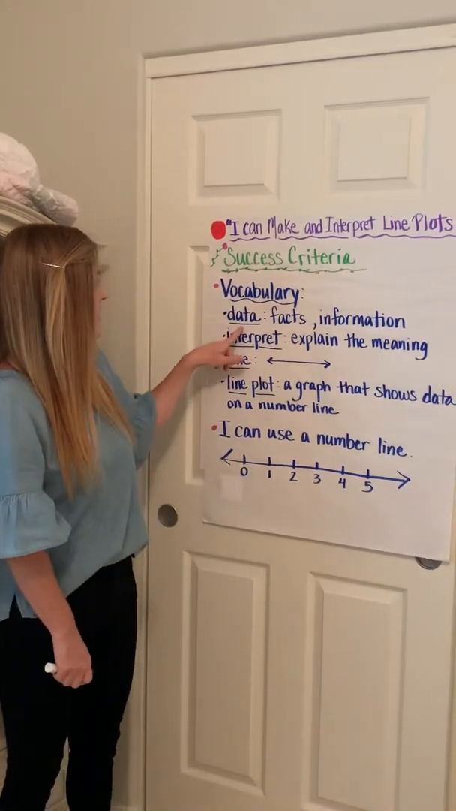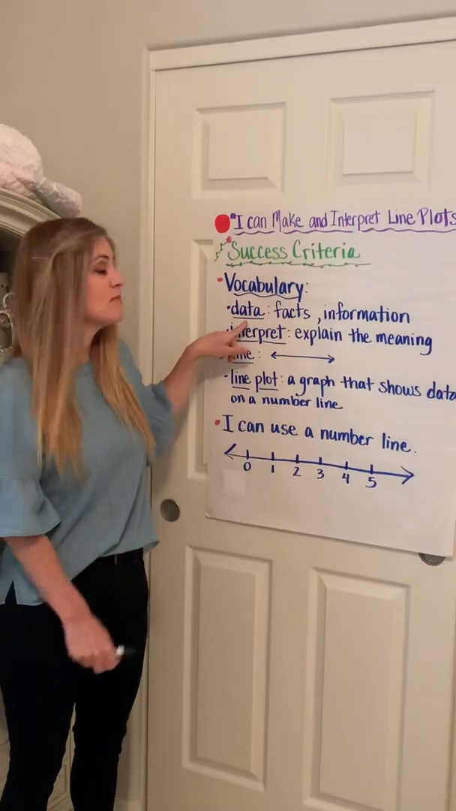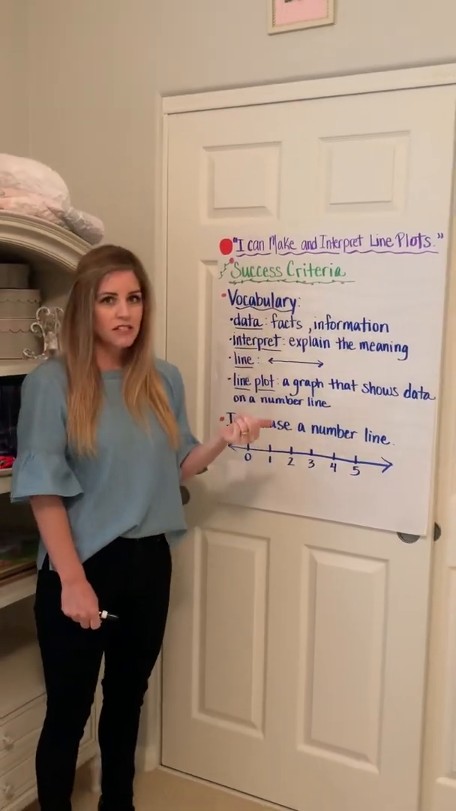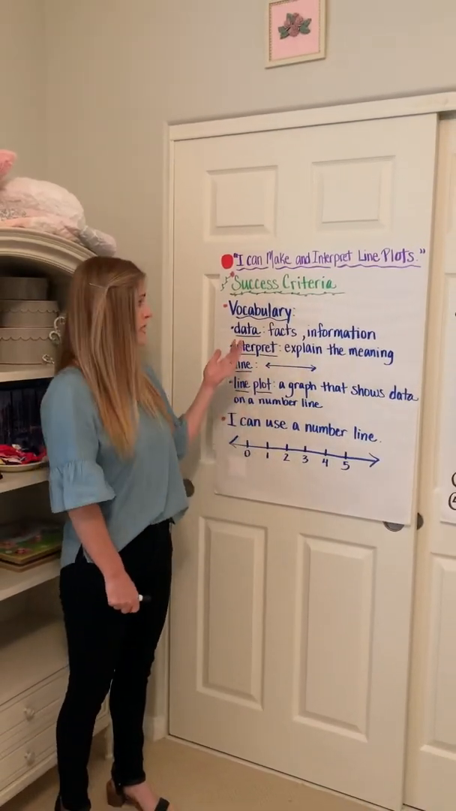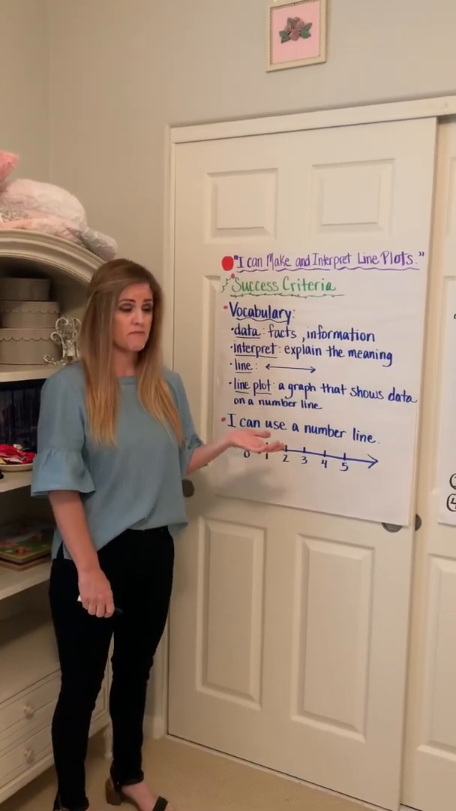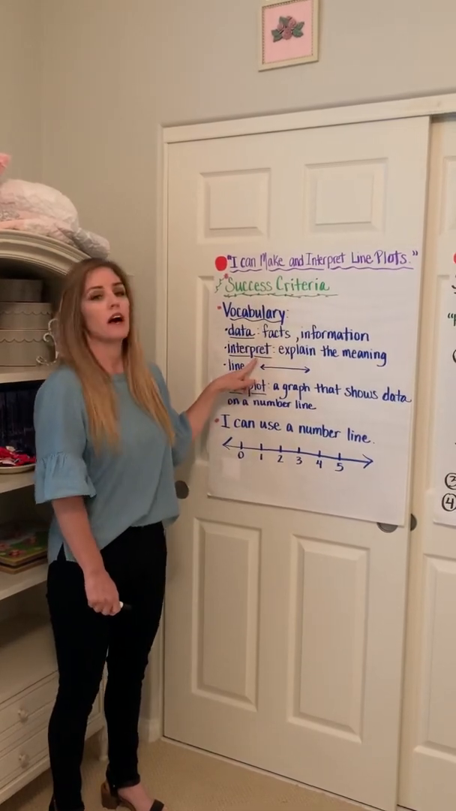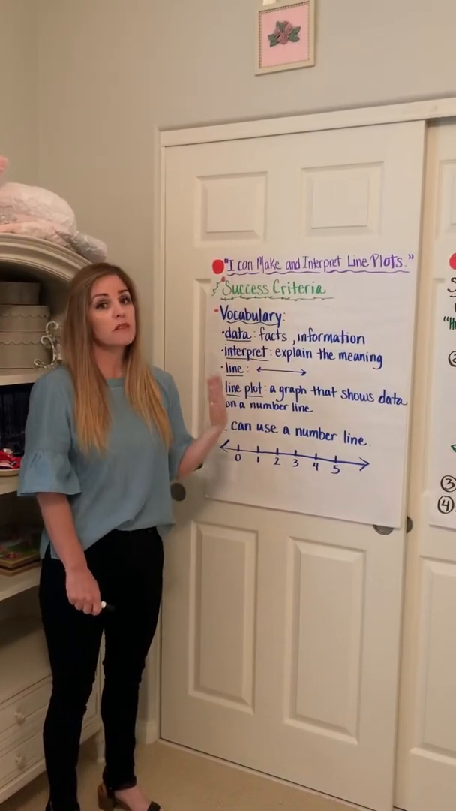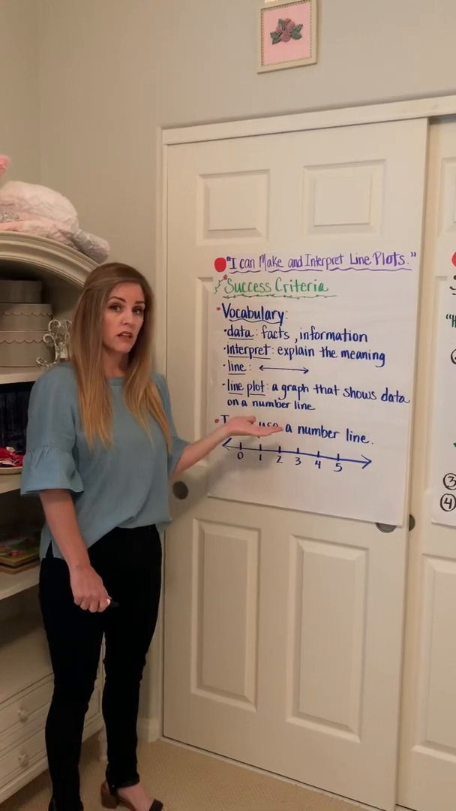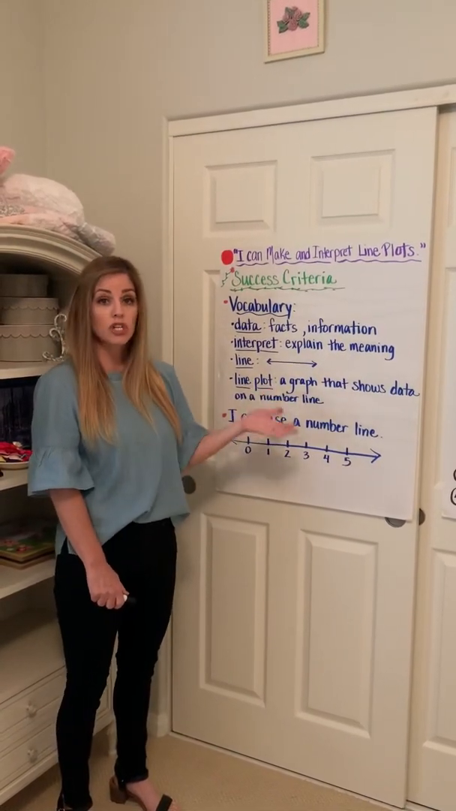Okay, one thing that you'll hear me say is data. Some people like to say data. I say data. Your data are just your facts or your information. And it's going to be facts and information that we're going to be graphing. We'll be graphing our data. Okay. The word interpret, that's in our learning target. Interpret just means explain the meaning. So you'll be reading a line plot and explaining what you're seeing on the line plot, interpreting what you're seeing on the line plot.